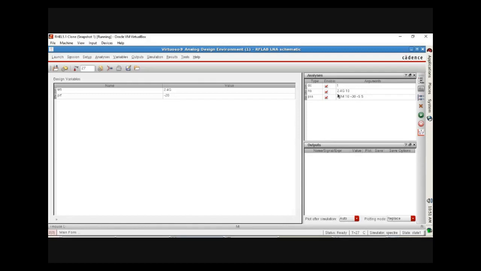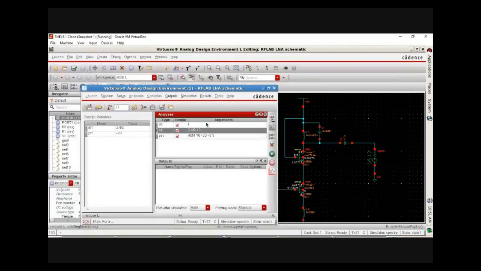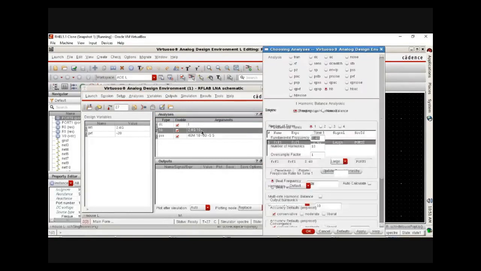For the time being, I'll be telling what we are going to do with the HB analysis. HB analysis is nothing but harmonic balance analysis, where this analysis will help you to understand or see the harmonic components at the output of a circuit.